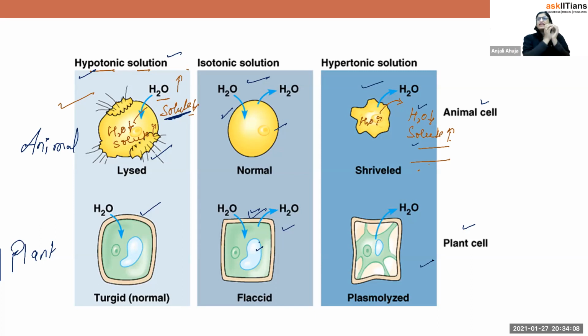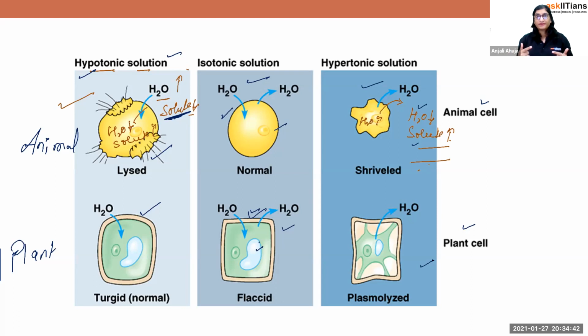In flaccid and plasmolyzed, in both cases, the cell has no capacity to push the wall. But in flaccid, the material is present just like that. In plasmolyzed, the material is shrunken also. Water is moving outside, and that's the reason from everywhere inside the cytoplasm water moves outside. I repeat myself, in flaccid and plasmolyzed, both have no capacity to push the wall, but in plasmolyzed, the cell material internally is shrunken as well. And in hypotonic, isotonic, and hypertonic, in all of the cases, plant cell and animal cell behave in different ways.